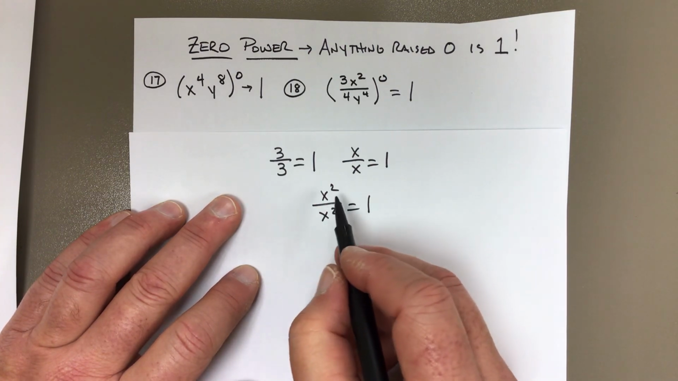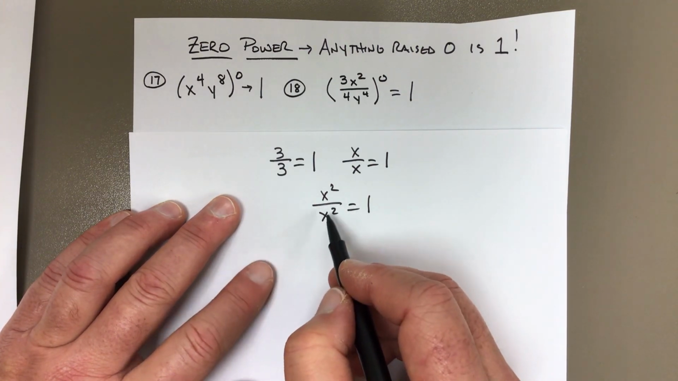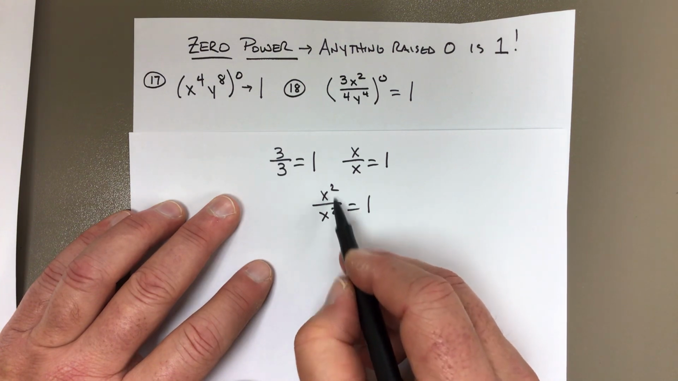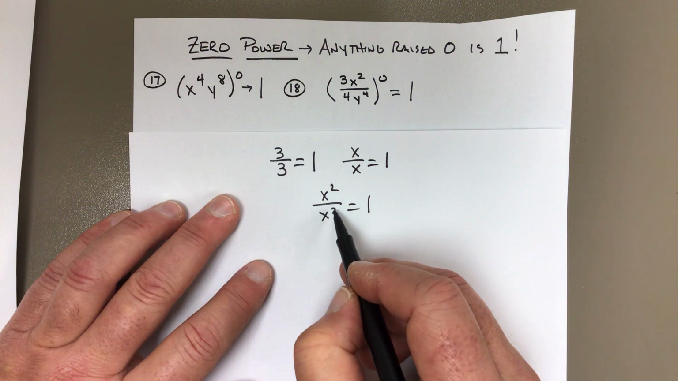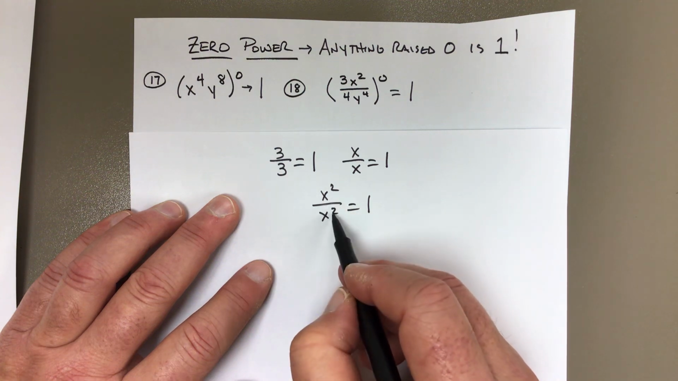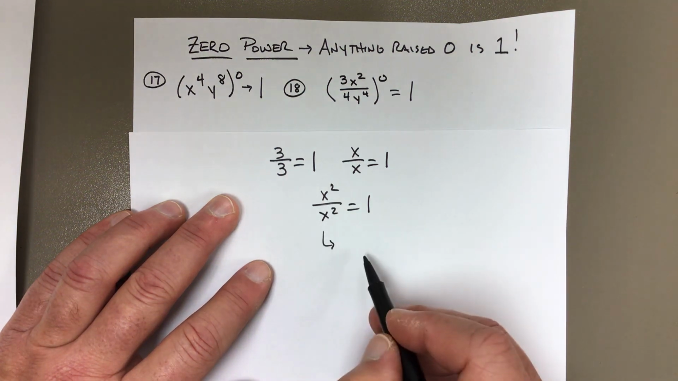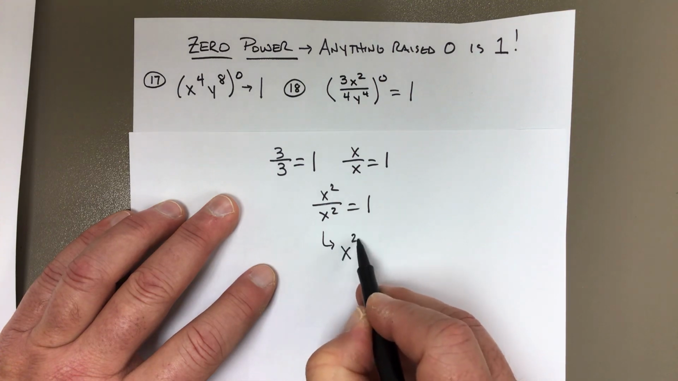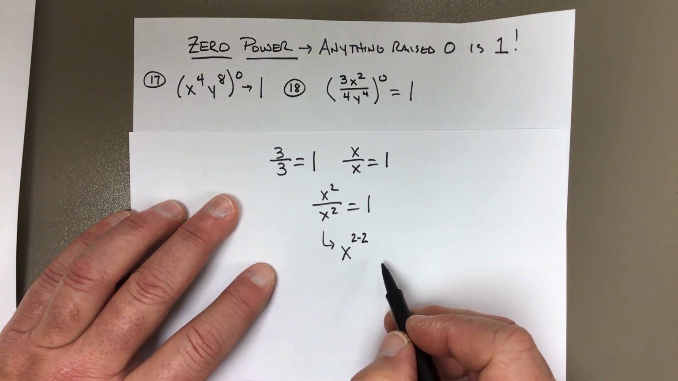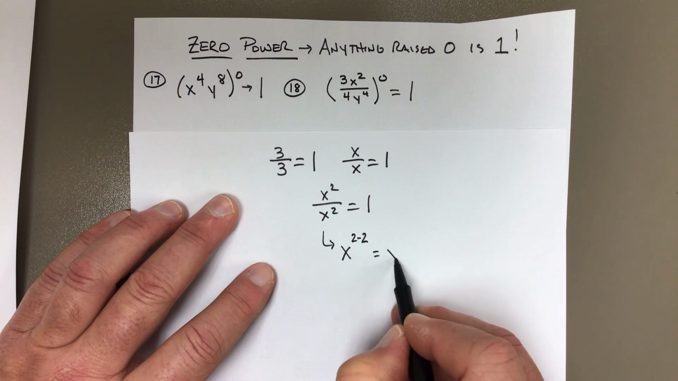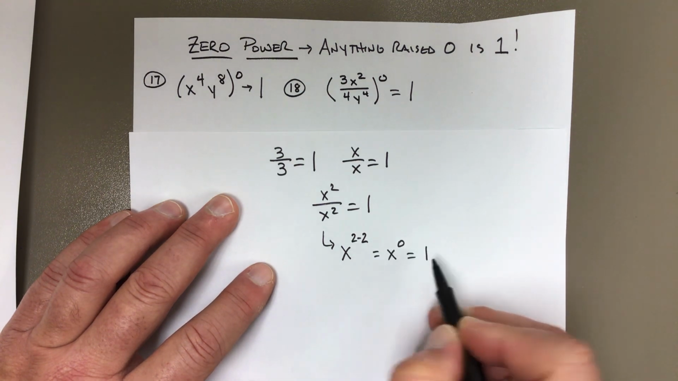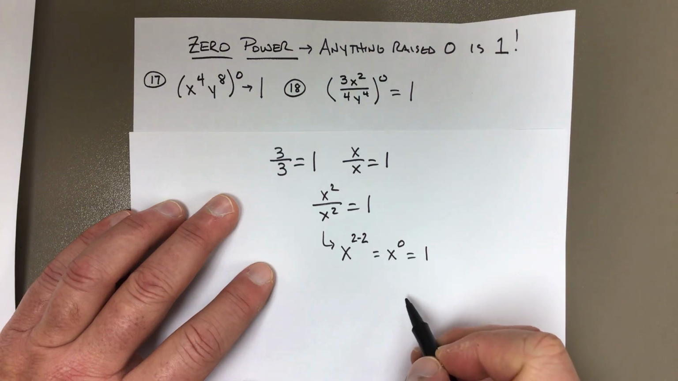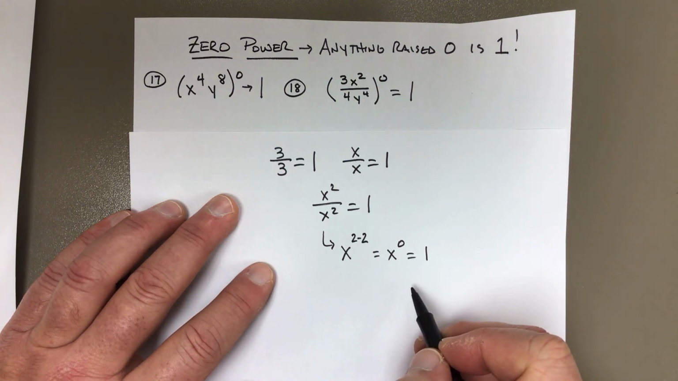All right, well then go back to the quotient rule. The quotient rule says that we are going to subtract these exponents. That's what it means. So x squared over x squared, if we use the quotient rule, would be x to the 2 minus 2. Well, what's 2 minus 2? x to the 0. So what did x to the 0 equal? x to the 0 equals 1. Anything raised to the 0 power is 1. That's what we're looking at.